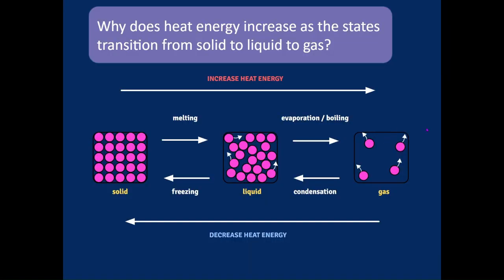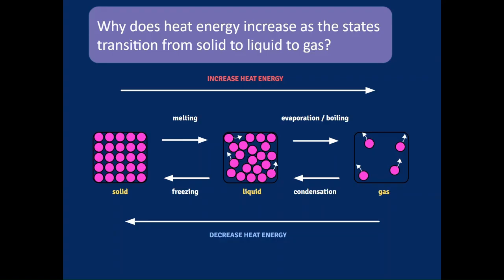So, I want you to think about this question. Why does heat energy increase as the states transition from solid to liquid to gas? So take a moment, maybe discuss this with someone near you, and then write down your answer in a book.